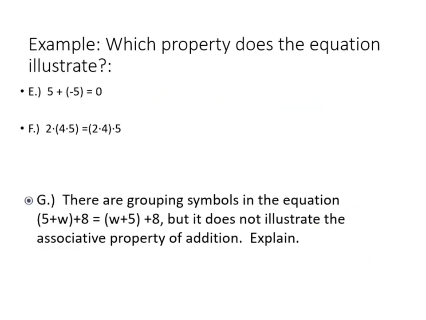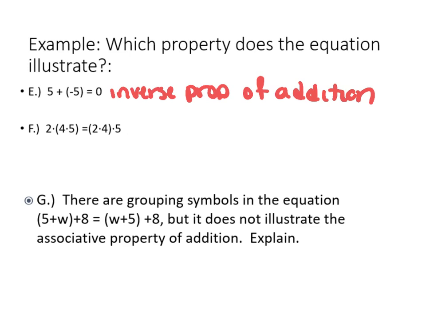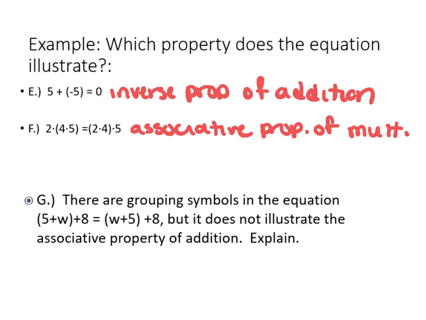For 5 plus negative 5, since we're getting rid of the number, this is called the inverse property. And since we're adding, it's the inverse property of addition. For the next number, we're changing how the numbers are associated with the parentheses. So it's the associative property of multiplication, because we're multiplying. And you have to make sure you're including that of addition or of multiplication.